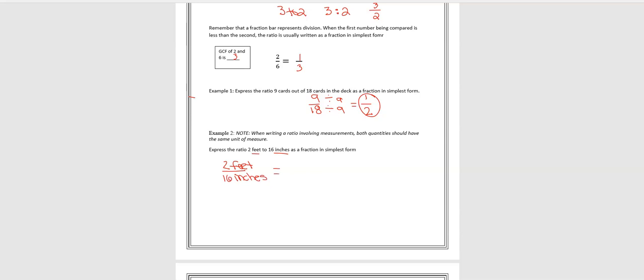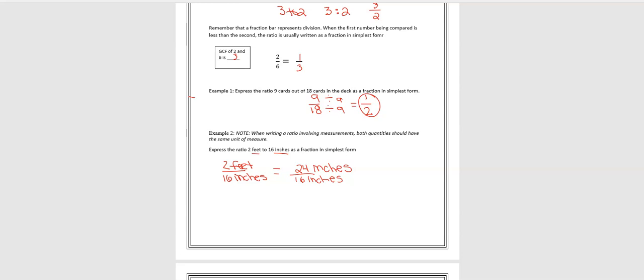Well, the easiest way to do this would be to make them both inches, right? So I can keep this in inches, 16 inches. How would I convert my feet to inches? Well, how many inches in a foot? 12, and I have 2 feet, so that means my numerator is going to be 24 inches. So the ratio that I'm working with here is 24 over 16.